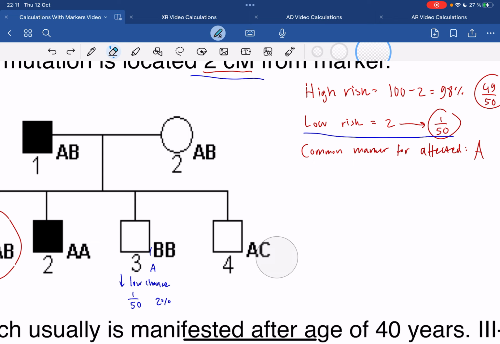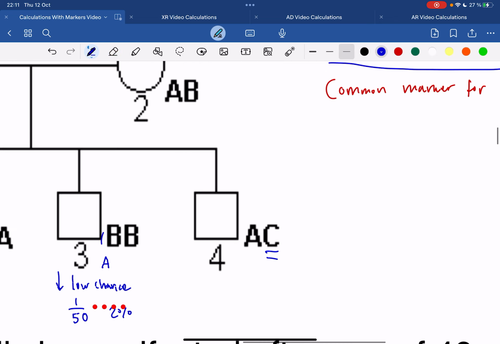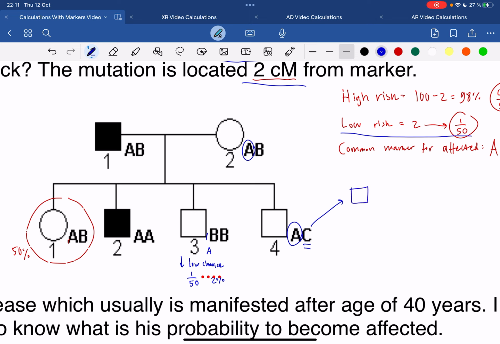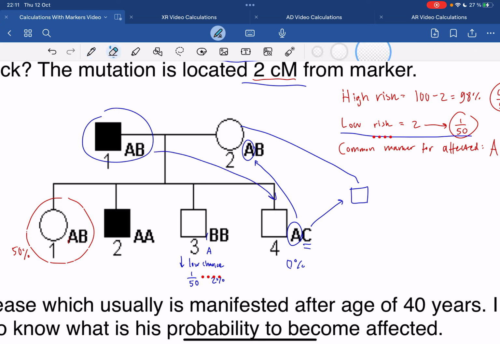However, let's just assume this is de novo, or let's just assume this is from another dad. Then we know that this child has gotten this A from his mom, because this has come from a separate dad, and this A we know for sure has come from his mom. So here we can say for certain that there's a 0% chance of this person being affected due to the fact that this father right here is not his biological father. So in the answer sheet, you will see a 0% here.